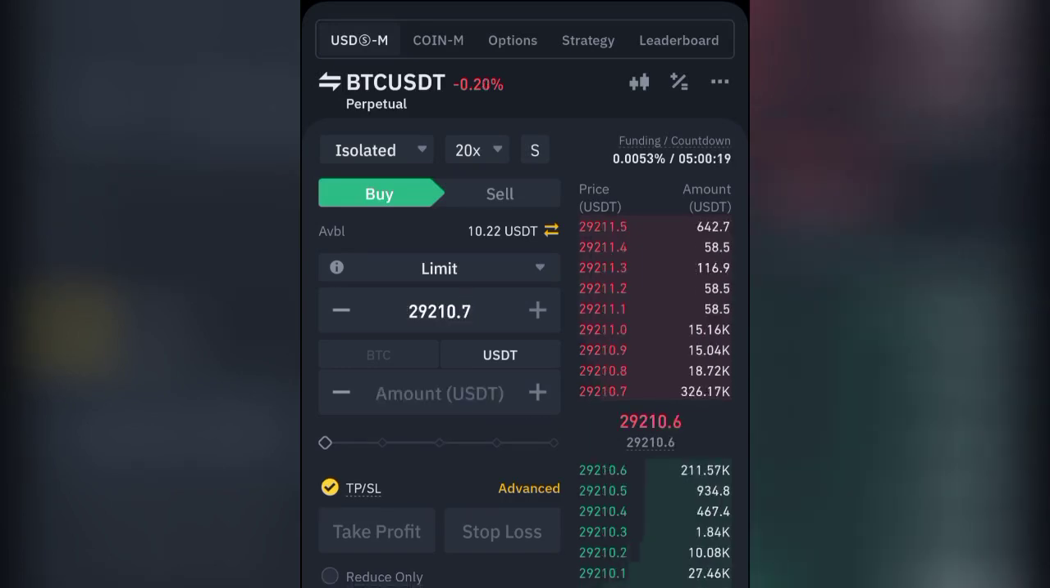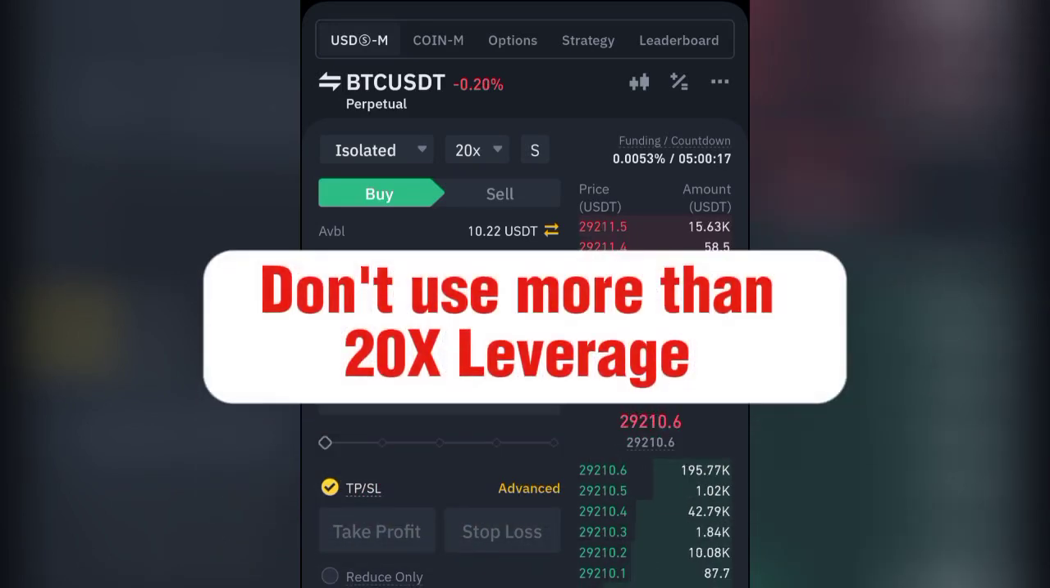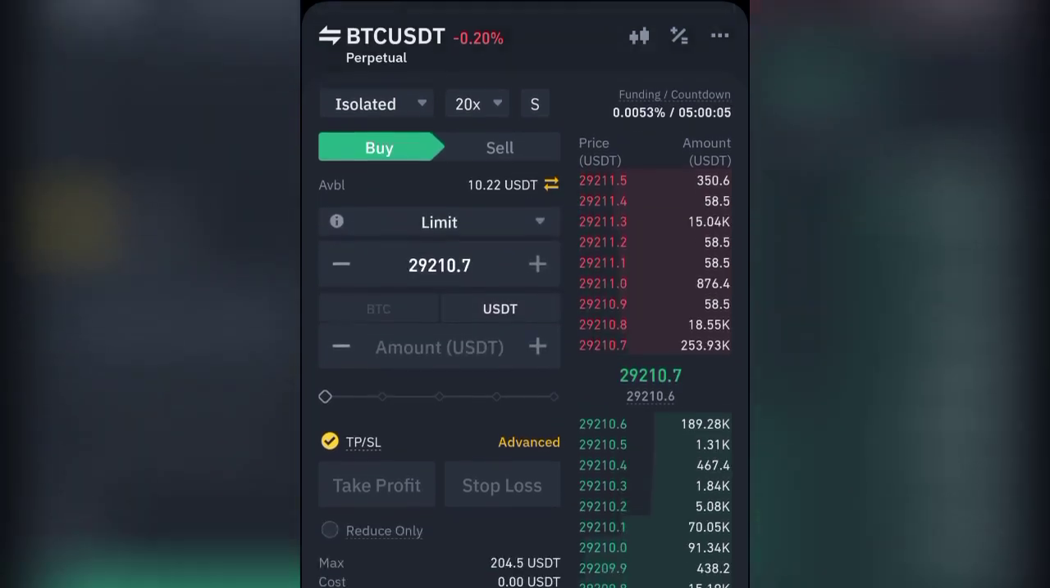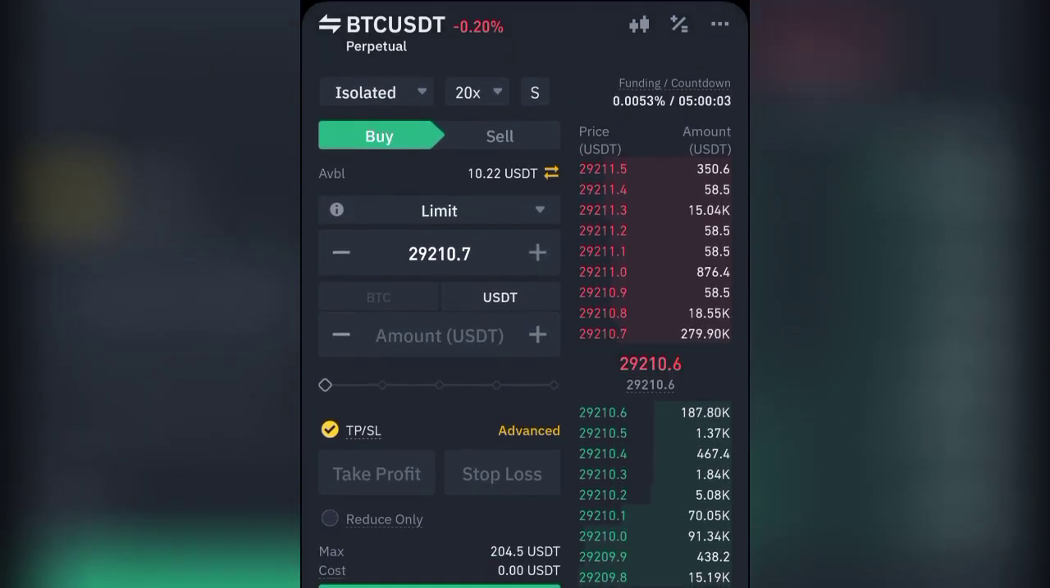Number one is that you should not use a very high leverage. Yes, using a very high leverage puts you at risk of being liquidated as soon as possible. Remember, I told you the higher the leverage, the more money you make, and also the more money you lose.